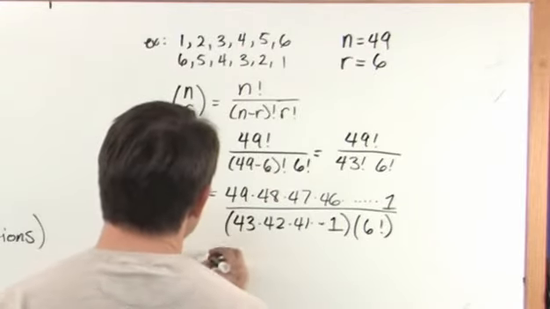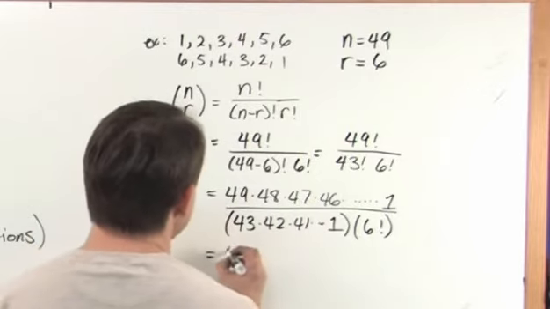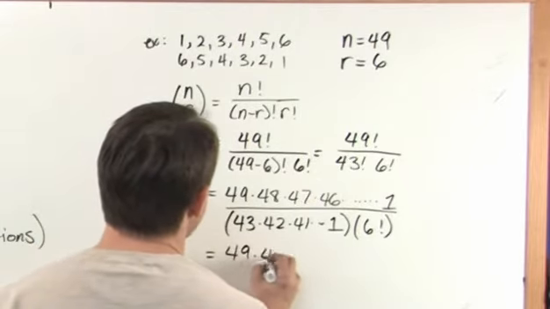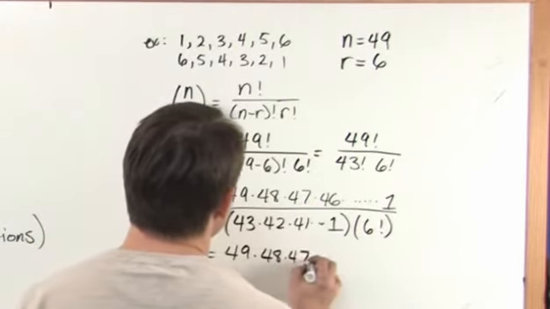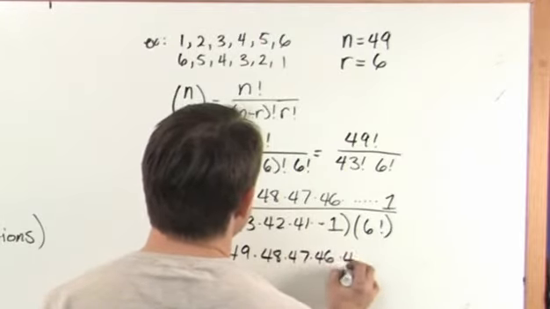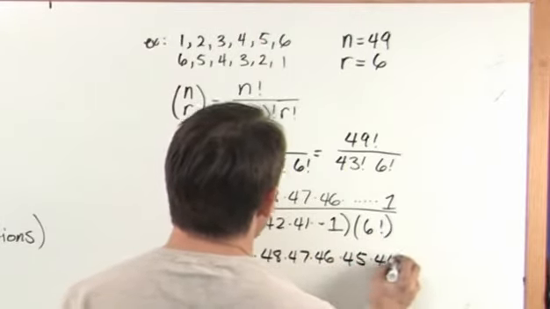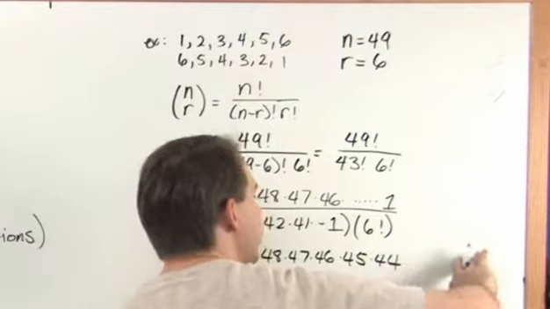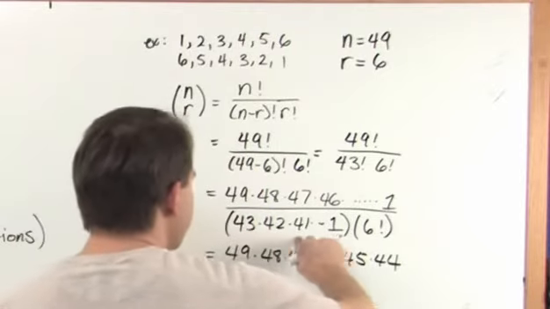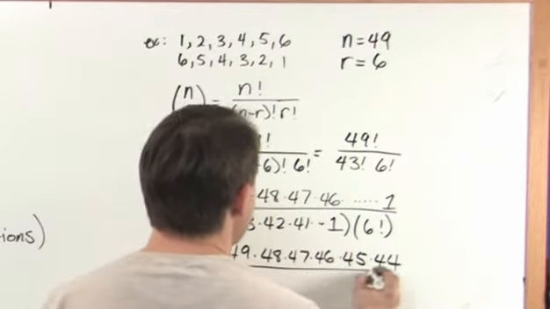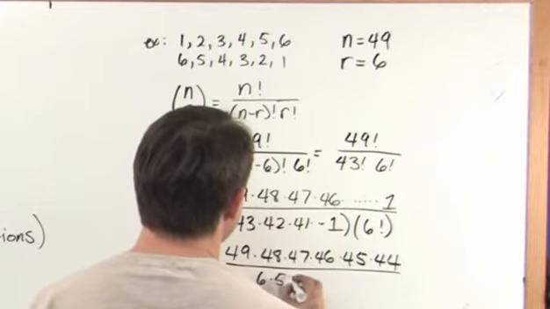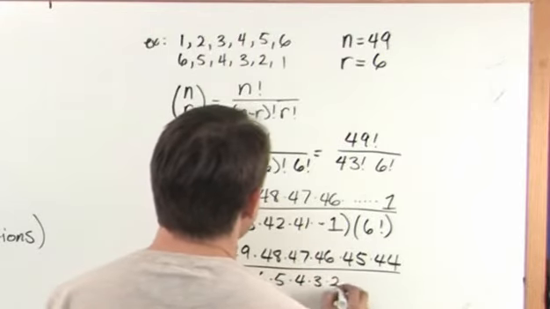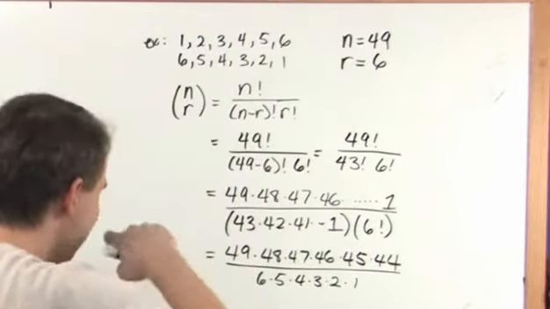So what you're going to have, if you were to write all this down, on the top you'd have 49 times 48 times 47 times 46 times 45 times 44. Everything below that, 43 and below, cancels with all of these 43s and below. And on the bottom, you're going to have 6 times 5 times 4 times 3 times 2 times 1. That's what's going on here, okay?